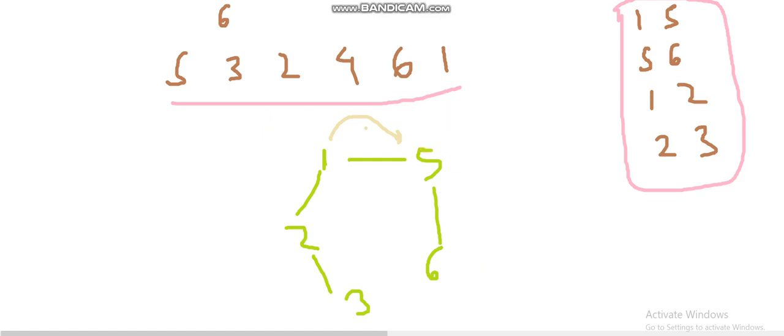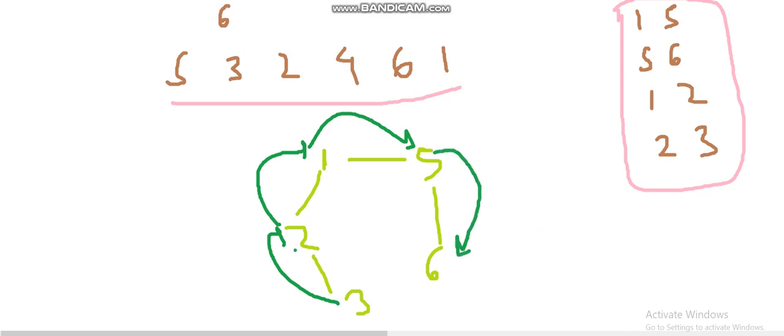Let us figure out. First we have to run one kind of BFS from any element. Like we want to swap 3 with 6, so we will run one BFS from 3 to 6. So we will first swap 3 with 2, then swap 2 with 1, then swap 1 with 5, then swap 5 with 6. So our new array will become like this. 3 is swapped with 2, 2 with 1, 1 with 5, 5 with 6, and 6 is swapped with 3.